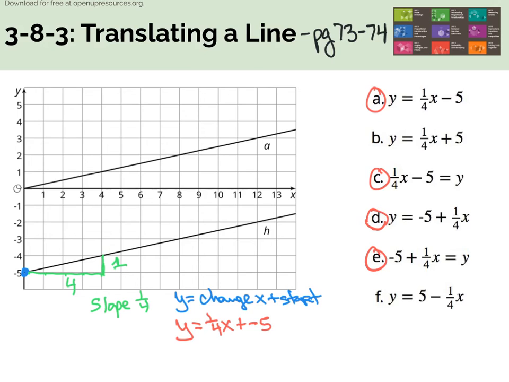And then let's look at F. Y equals, now look, let's see this. This is a positive 5. Remember, we always look in front of it to see if it's positive or negative. So that is a positive 5, and then we have a negative 1 over 4. Do I have a positive 5? No. Do I have a negative 1 over 4? No. So is F one of the answers for H? It is not. So the answer for page 73 to 74 is A, C, D, and E.